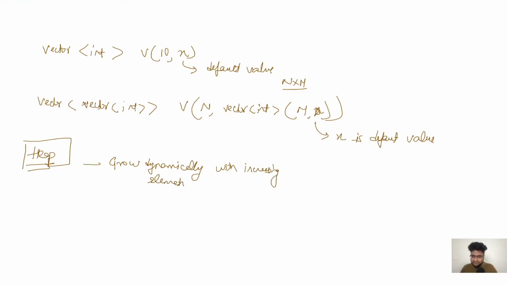So what does this particular thing mean? Whenever we keep on inserting elements into a vector, the vector resizes itself. It reallocates some memory, right? Now, how is it happening? Let's try to understand it via an example. So first of all, a vector reallocates memory in advance.